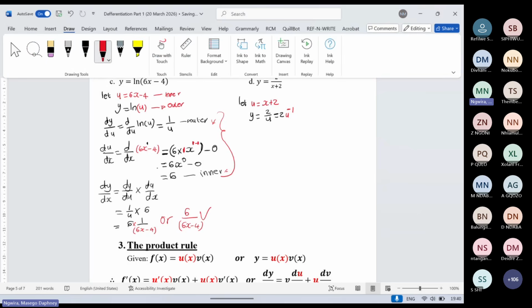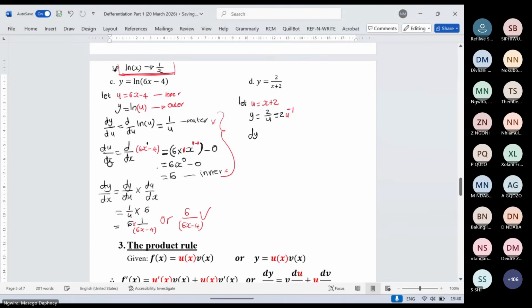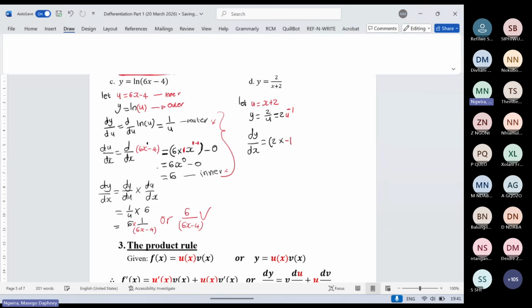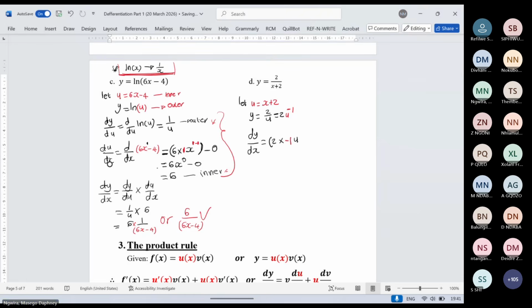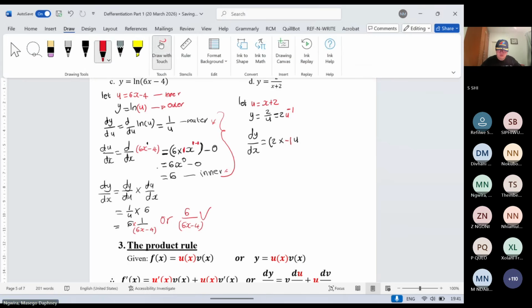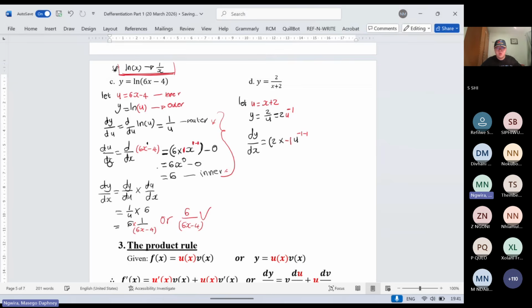You said I must do it the shortest way. So therefore, my dy over dx is going to be the derivative of 2 to the power of negative, bracket 2 times -1. I'm doing it the shortest way, -1. And then it's going to be u to the power of -1 minus 1.